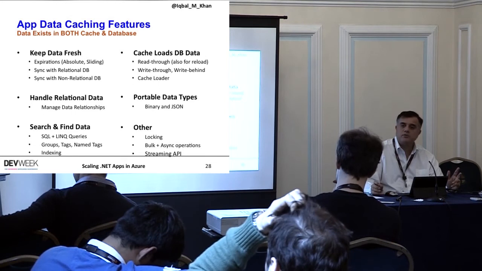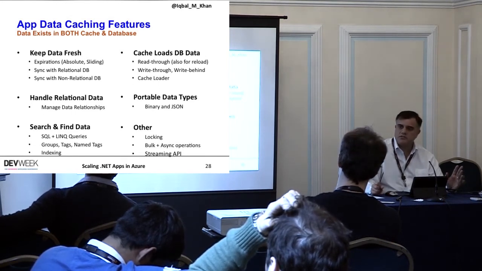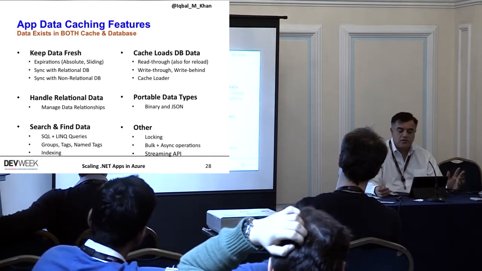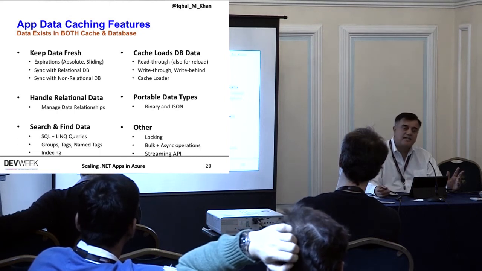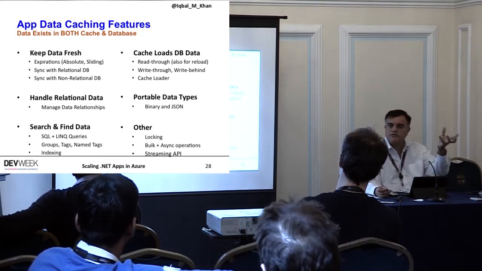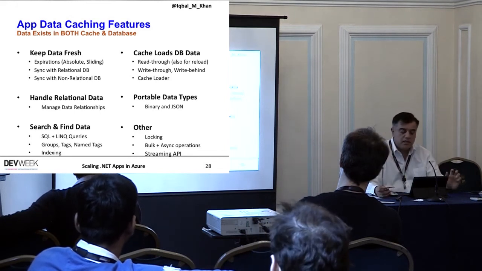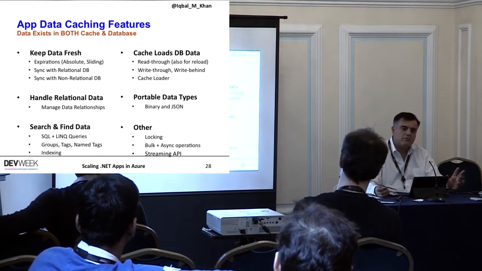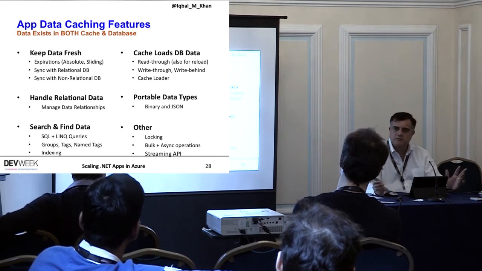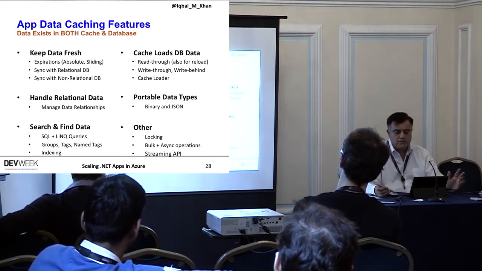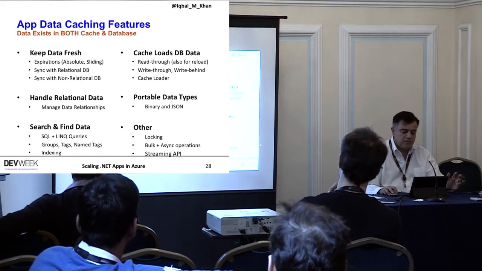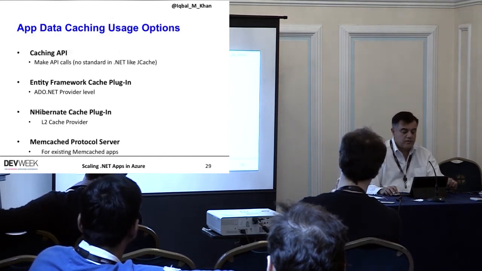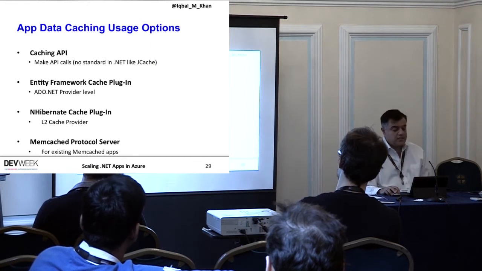If your cache is being used by both .NET and Java applications or multiple languages, then the cache should ideally support portable data types, which is either binary or JSON. JSON has some cost associated with it because you have to transform it from an object form to a JSON. But if you've got only .NET and Java, then many of the caches have a portable data type binary format, which is super fast. Then there's locking, there's bulk operations, async operations, streaming API. So those are all the things that application data caching features would need. We've talked about the API part.